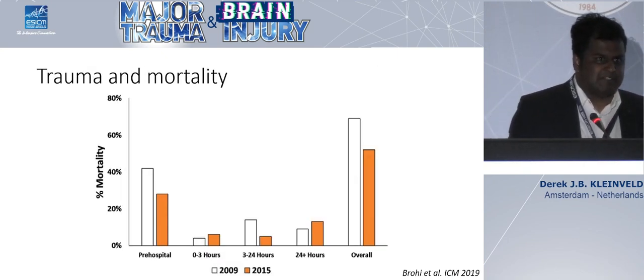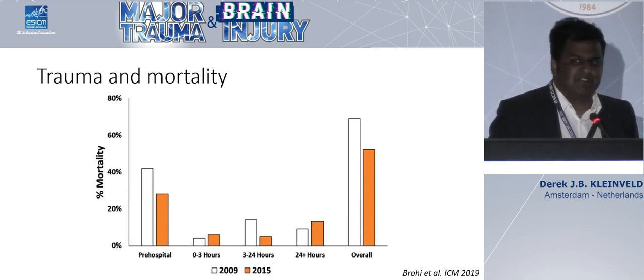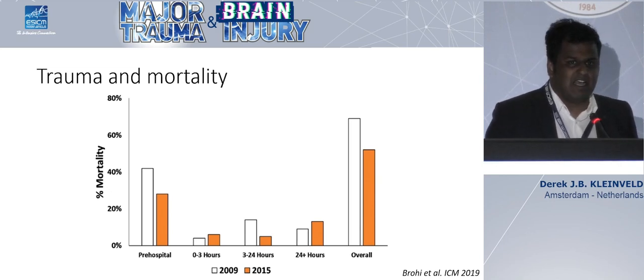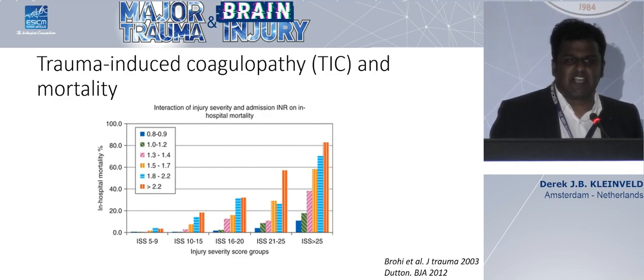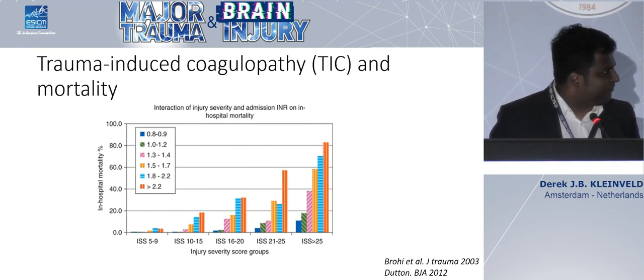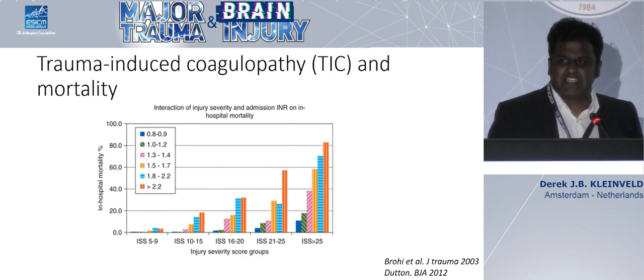So trauma and mortality. This figure shows the severely injured patients from the Royal London Hospital in 2009 and 2015. Although we are doing quite a lot better, there's still a staggering mortality of around 50% in these patients. Many of those patients actually present with a condition called trauma-induced coagulopathy. Trauma-induced coagulopathy, here defined as an INR of greater than 1.2, is associated with a doubling in mortality, and it is independent of your injury severity score.